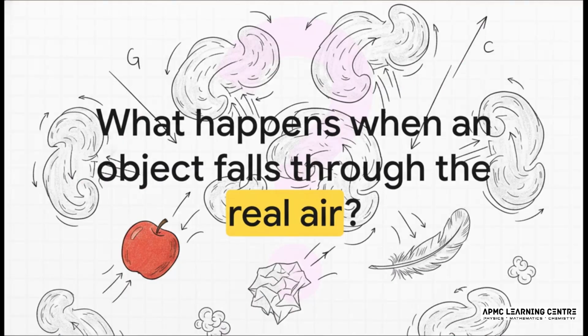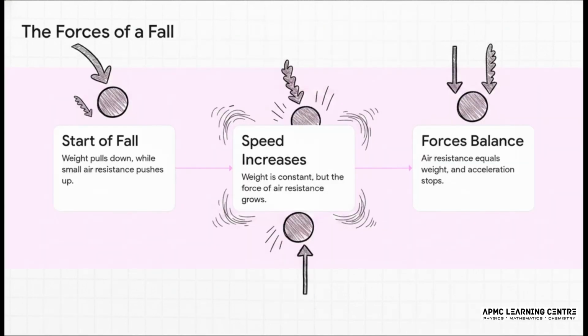This is the million-dollar question. The second we introduce air, the rules of the game totally change, because now there's a force actively fighting back against gravity. Let's break down how this tug-of-war works. Right when you drop something, its weight is the main force, pulling it straight down. But as it speeds up, this upward force, air resistance, starts pushing back.